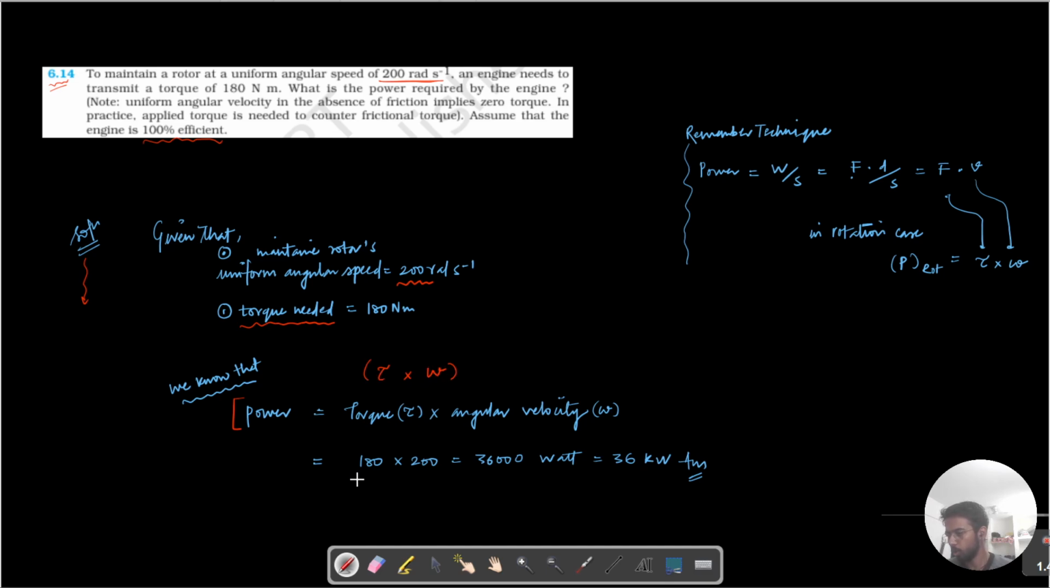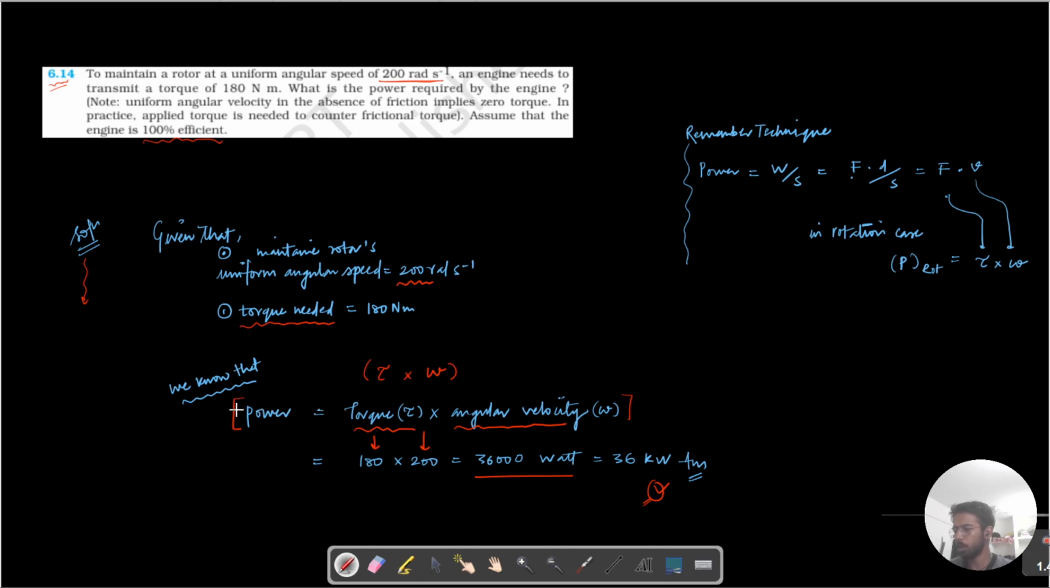Both things are given. You have to just put 180 as torque and 200 as the angular velocity, omega, or angular speed, and you are going to get 36,000 watt. So this is your answer, and this is just what you have to write in your examination paper.